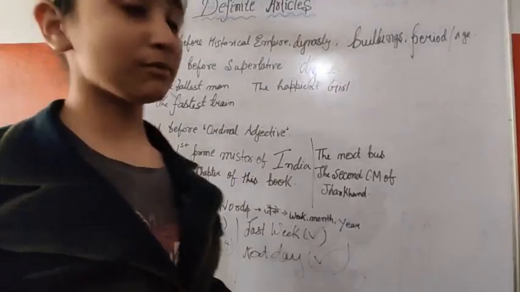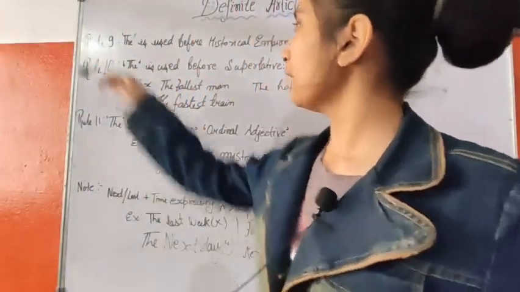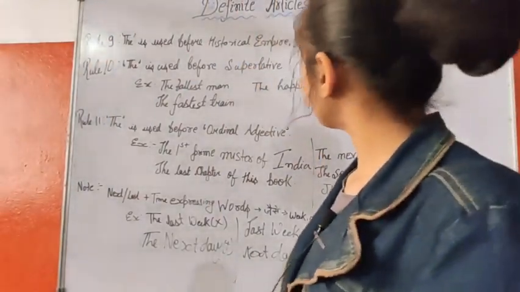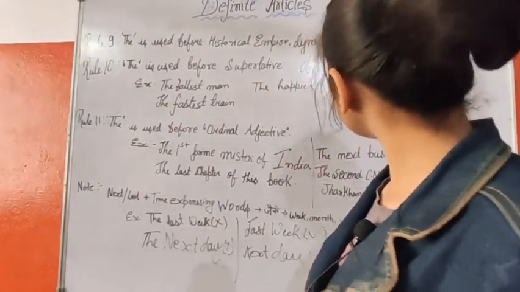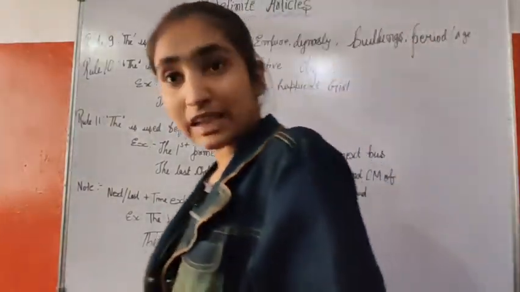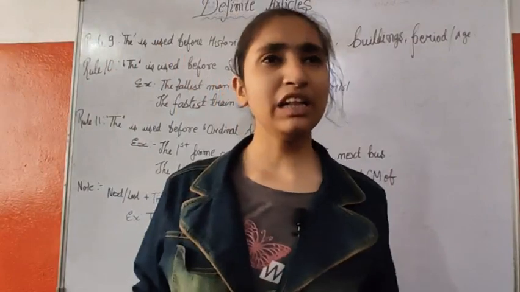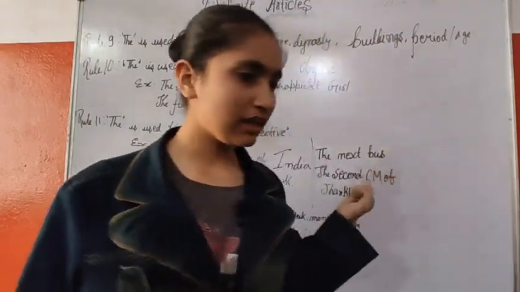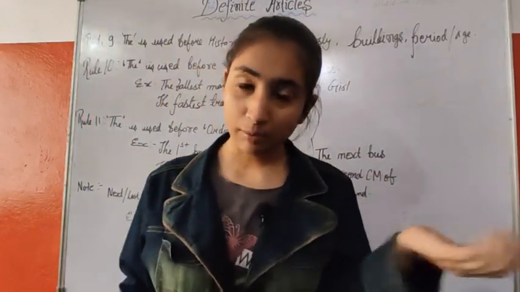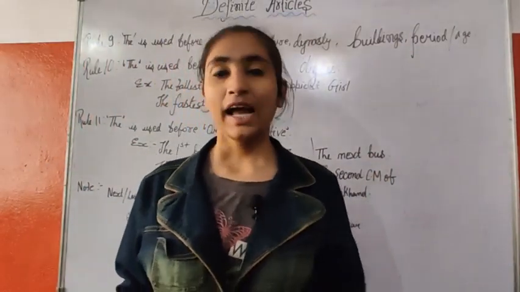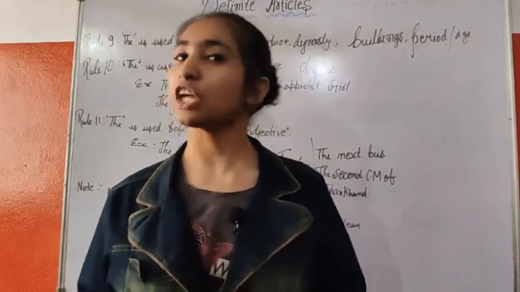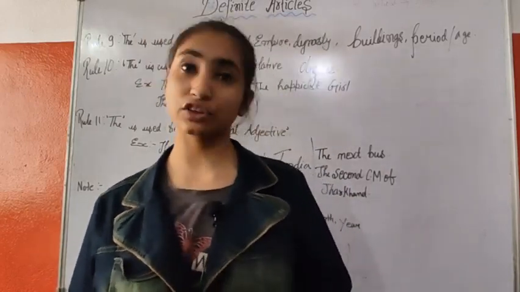So guys, let's move to our next rule, rule number 9. What does rule number 9 say? "The" is used before the historical empires, dynasties, buildings, historical periods, ages and events, battles. For example, in empire, you can take the Roman Empire, the Mughal Empire. Okay, in dynasty you can take the Tughlaq dynasty, the Slave dynasty, the Chalukya dynasty, the Gupta dynasty, the Ashoka dynasty.